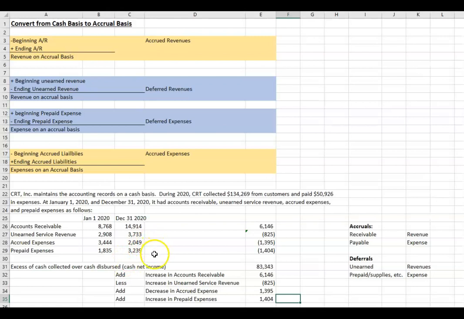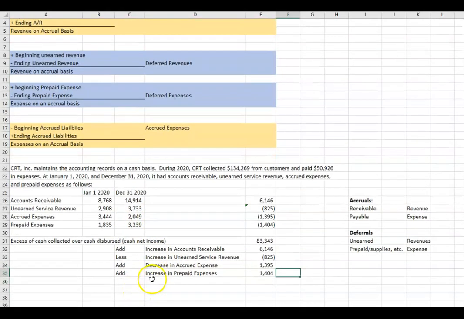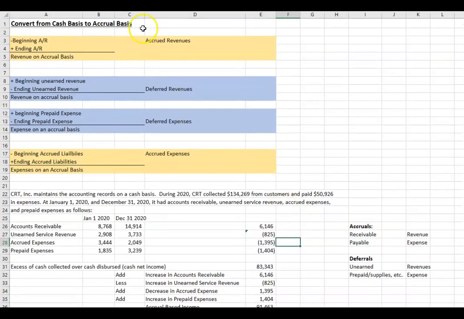So in order to get to our accrual-based income, we'll start with our cash-based income, which was the $83,343. Then we'll net these numbers together, and we come down to $91,463 as our accrual-based income. Now that was the way that we do this by using these rules, but I also want to show you that you don't have to memorize those rules. You can just think your way through this.